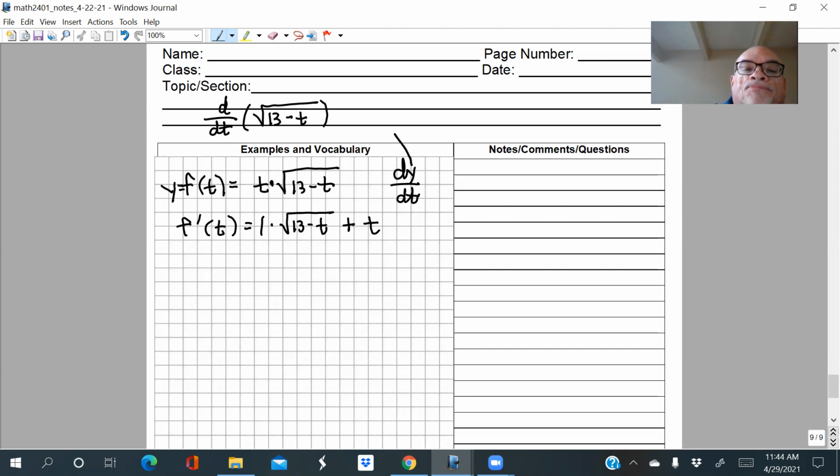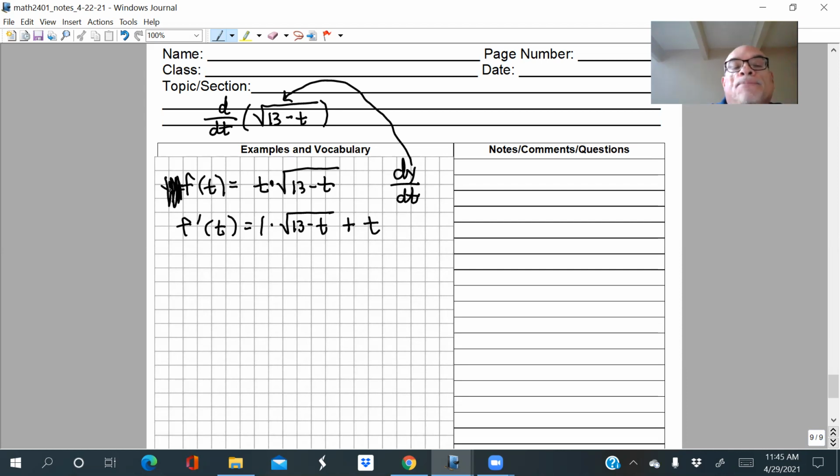instead of writing dy over dt, what I did was just substitute square root of 13 minus t for the y, right? Because that's what y is equal to, right? I'm sorry, that's not what y is equal to. Darn it, confusing you guys.